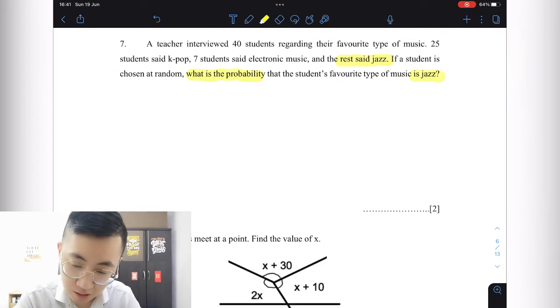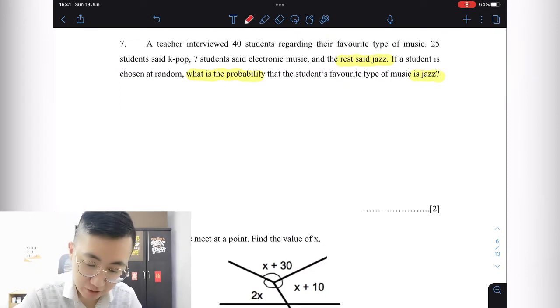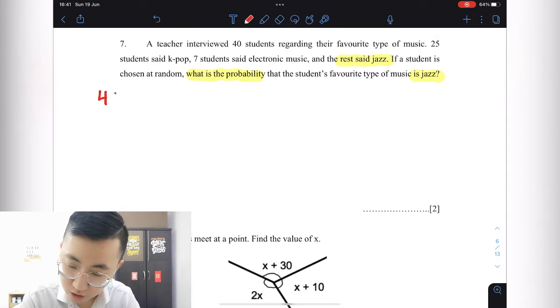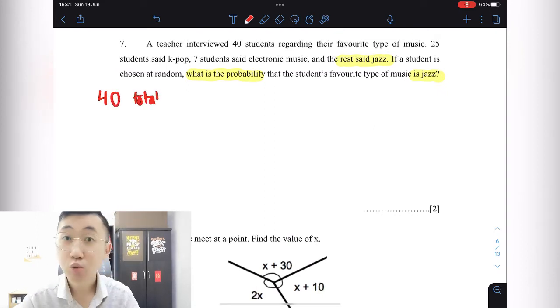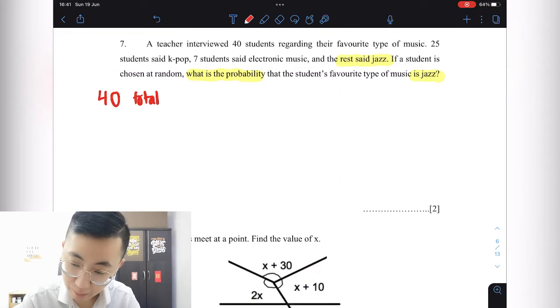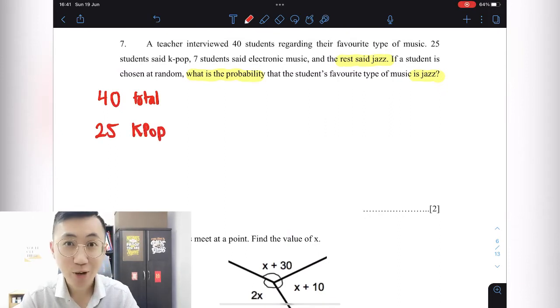So first step, I need to write down the info. So 40 students total. Continue to write down the information. So I am looking at 25 of them actually like K-pop. BTS fan, are you okay?